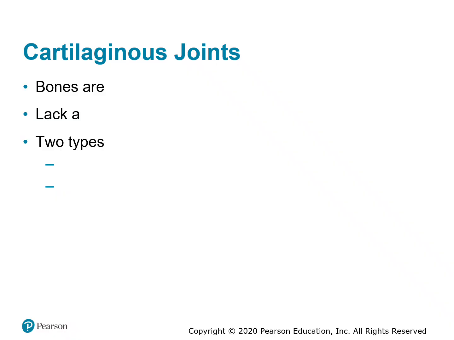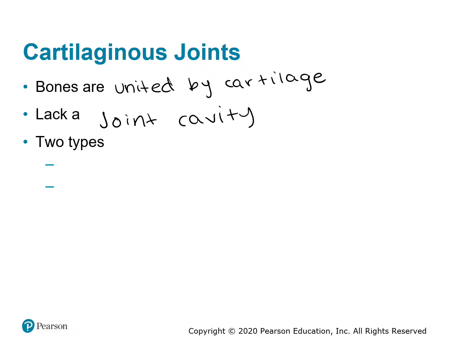Cartilaginous joints are bones that are united by cartilage. Okay. Before it was fibrous connective tissue, now it's cartilage. They are going to lack a joint cavity. No joint cavity for them, and there are two types. You're going to hate me. Synchondroses and a symphysis.